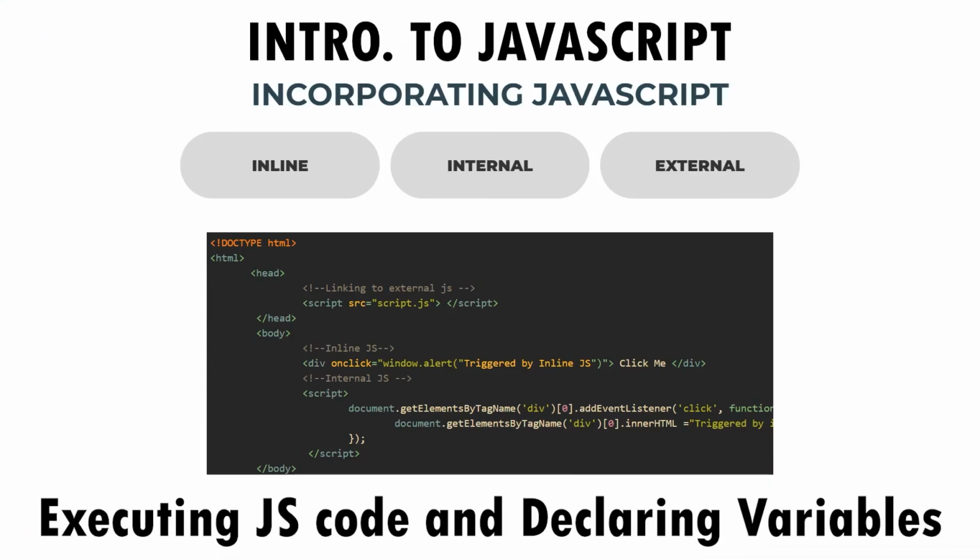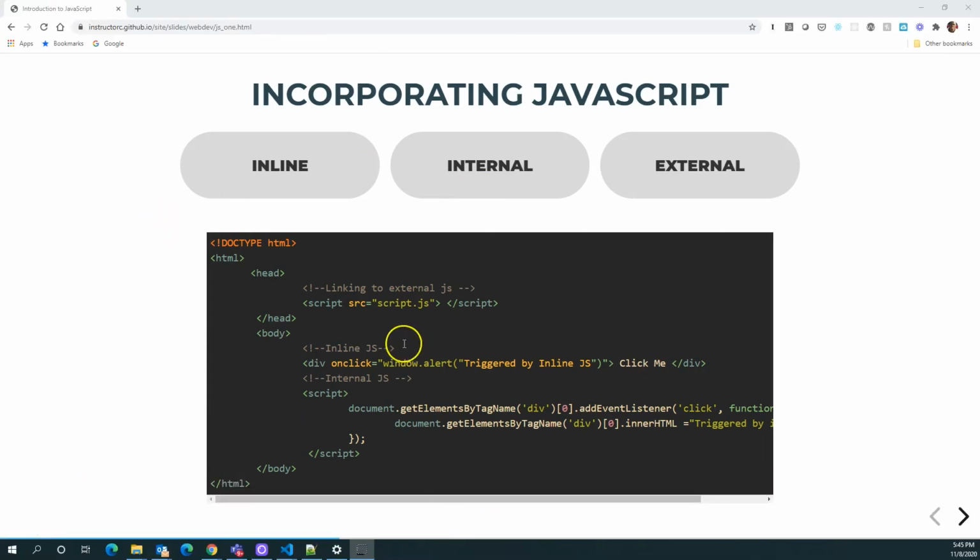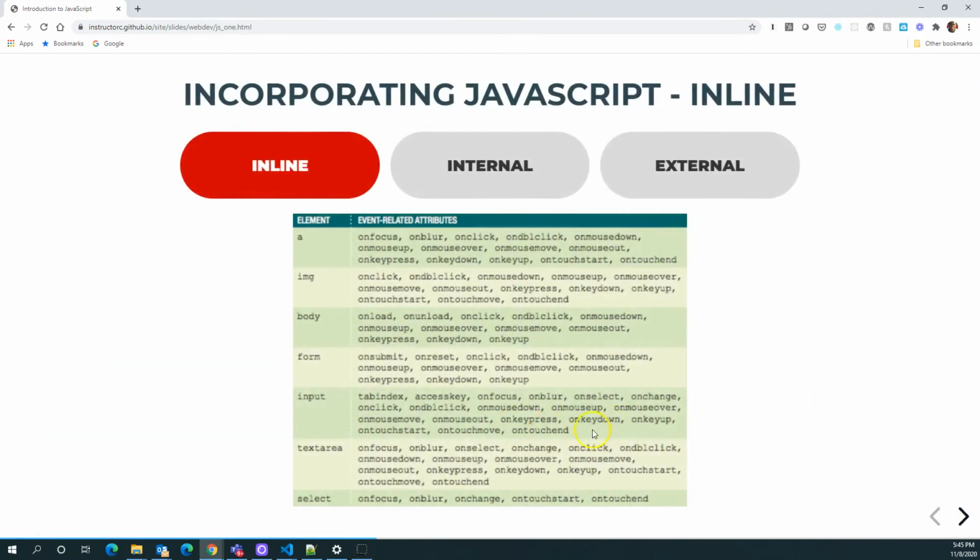In this video, we're going to actually do a few examples of triggering some JavaScript code. In the previous video, we talked about the 3 different ways of integrating JavaScript. We can do it inline, which is with these event attributes. And the next slide shows you a series of event attributes that we can use to trigger our code. And like I said, we'll do a few examples of that.